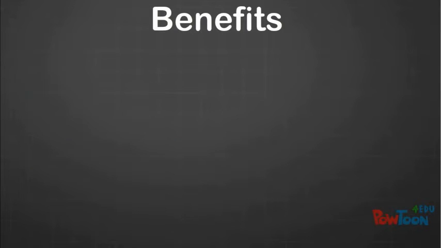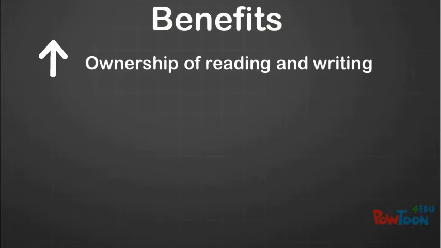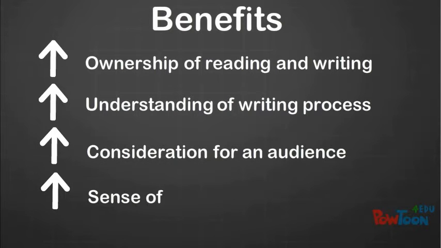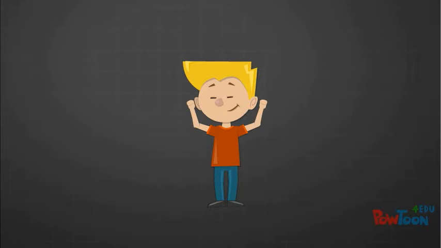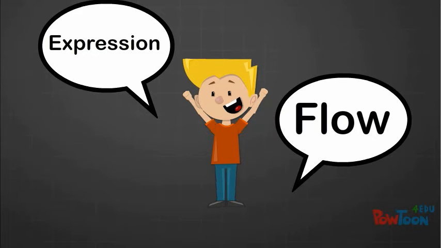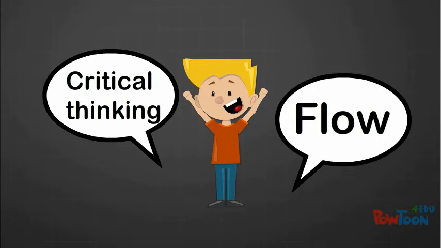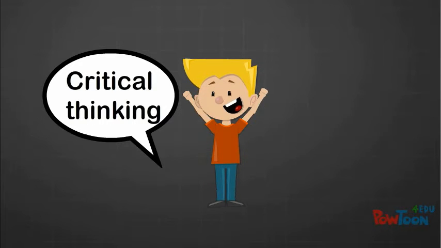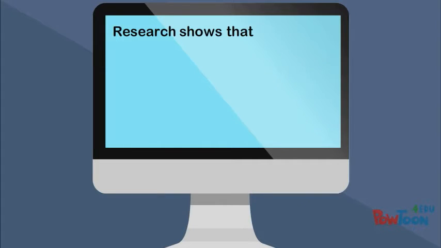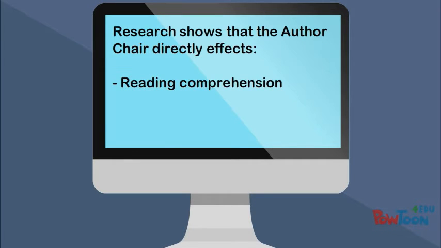The Author's Chair increases students' ownership of reading and writing, increases students' understanding of the writing process, consideration for their audience, and sense of story. The Author's Chair offers students practice in oral language, for example, development of fluency, expression, and flow. It encourages critical thinking about literature, increases students' awareness and appreciation for various authors, and research suggests that the Author's Chair directly affects reading comprehension and decoding in reading.